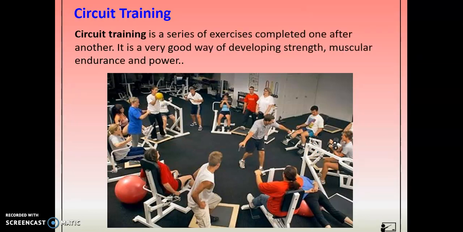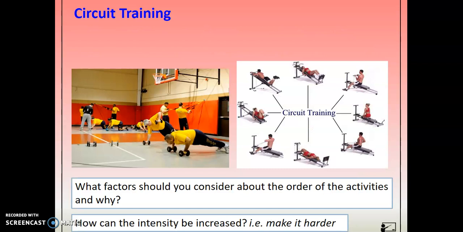Circuit training is a really good one, very, very good for working loads of different things. It's a series of exercises completed one after the other. It's a very good way of developing strength, muscular endurance and power. You can work on anything you like with circuit training. You can overload one type of muscle by doing the same type of exercises.